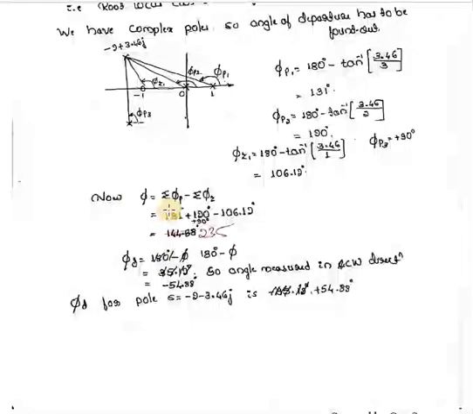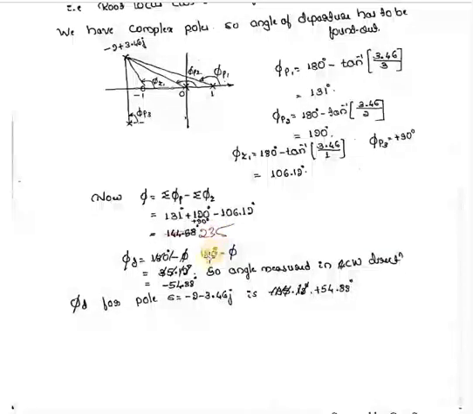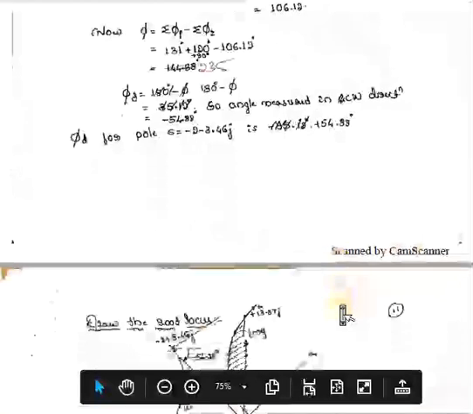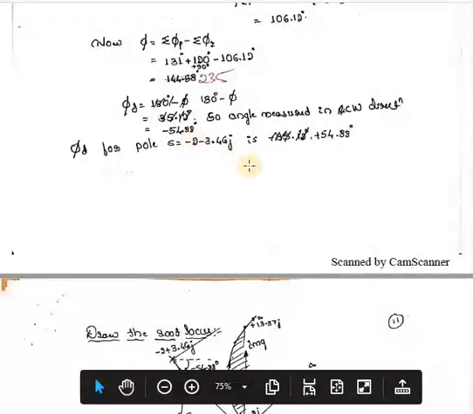Now phi value is summation of phi P minus summation of phi Z. So if you substitute those values, you will get phi as 235 degree, and phi D is 180 degree minus phi. Phi is 235 here. So here you will get the value as 54.88 degree as the angle of departure. So phi D for a pole minus 2 minus 3.46 j is plus 54.88, and for another it is minus 54.88.